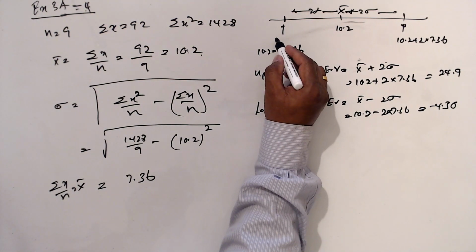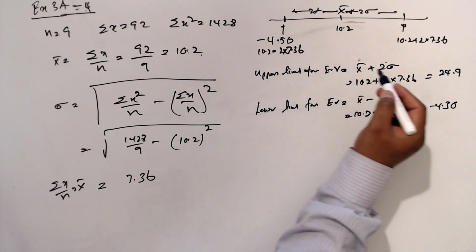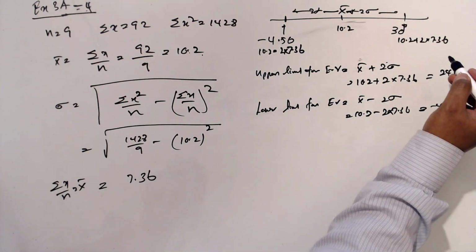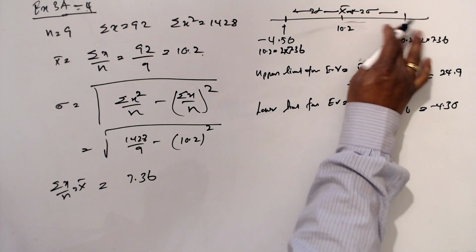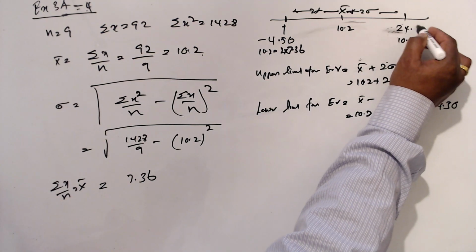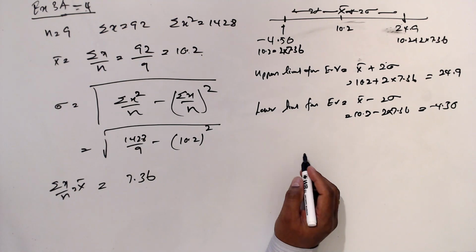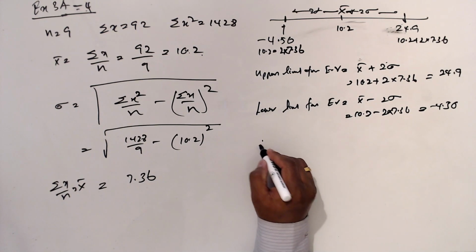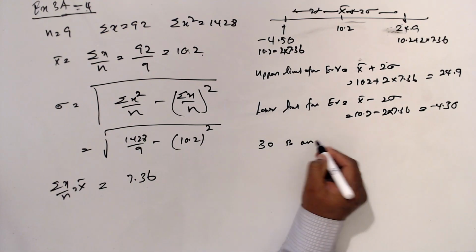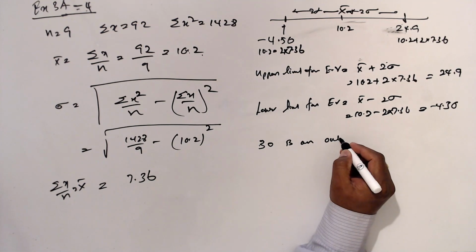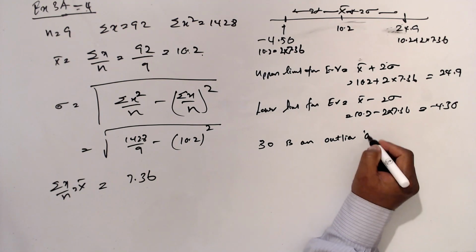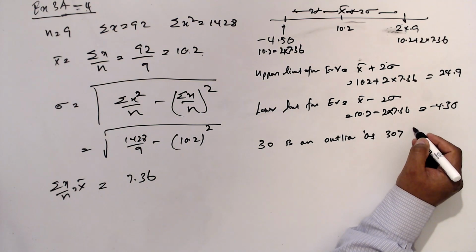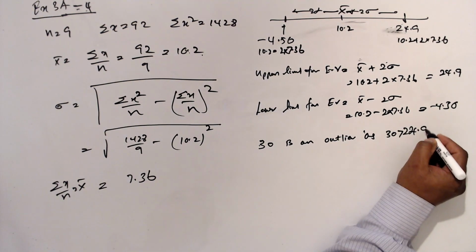Now this is 24.9 and minus 4.50, and this is 30. 30 is an outlier as 30 is greater than 24.9.